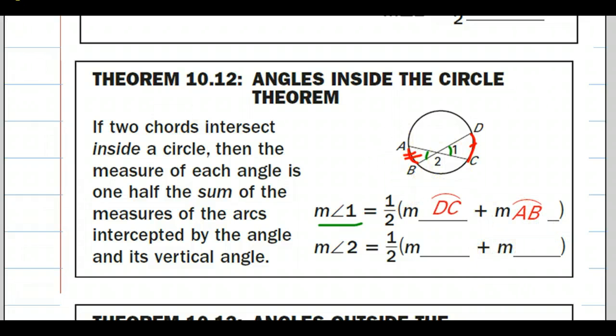And for the second angle, as we can see here, angle 2, we're going to be using this arc and find the average of those two by adding up the arcs and then dividing by 2.